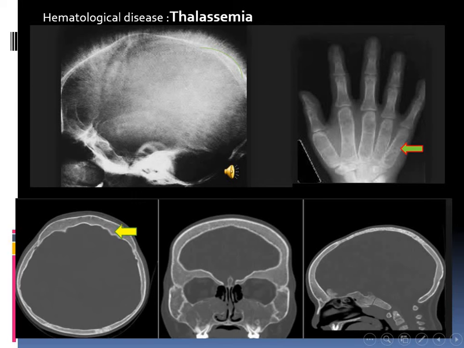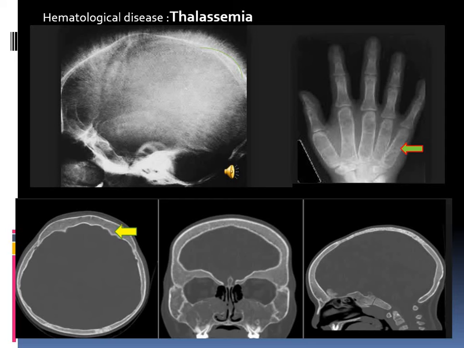In hematological diseases, we have the example of thalassemia. Thalassemia is a hematological disease that affects the bone or skeletal system in the following ways. First of all, the skull X-ray. We can notice thickening of the diploic space, as the vault of the skull here is spiculated by multiple hair-like lines seen vertically oriented to the vault of the skull. This is called sun-ray spiculation, which is related to thalassemia.